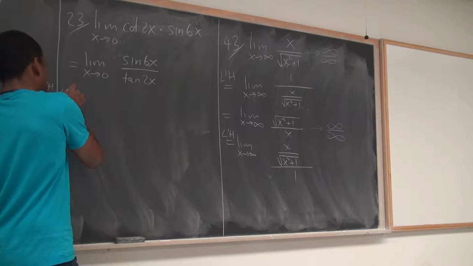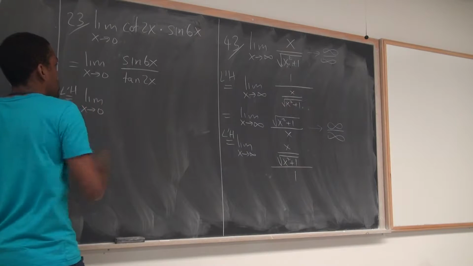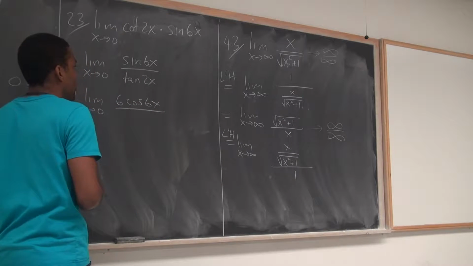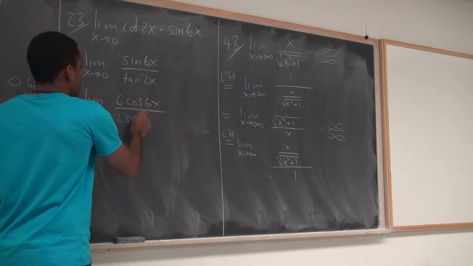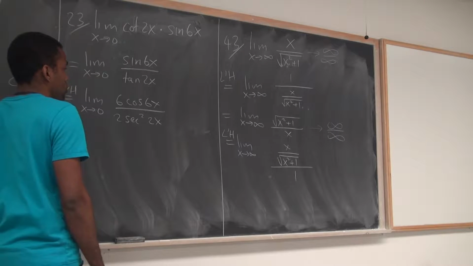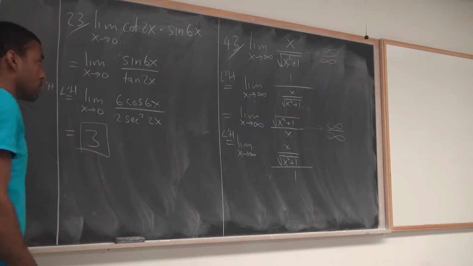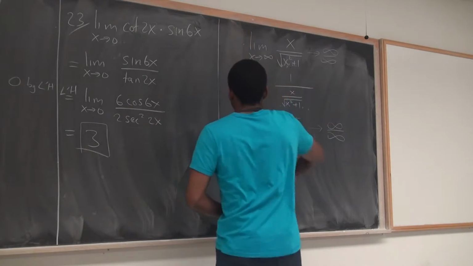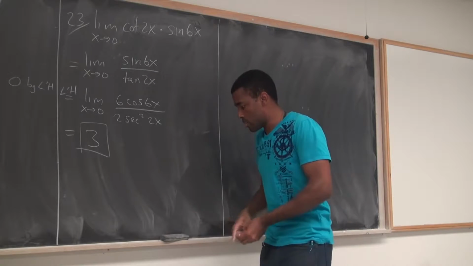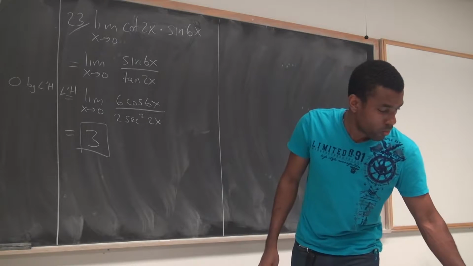We could do L'Hopital's. So, the derivative of the top, 6 cosine 6x, derivative of the bottom, 2 secant squared. This goes to? You could also use the special trig limits to solve that. So this is something you could have done back in Calc 1 even. Any more questions?